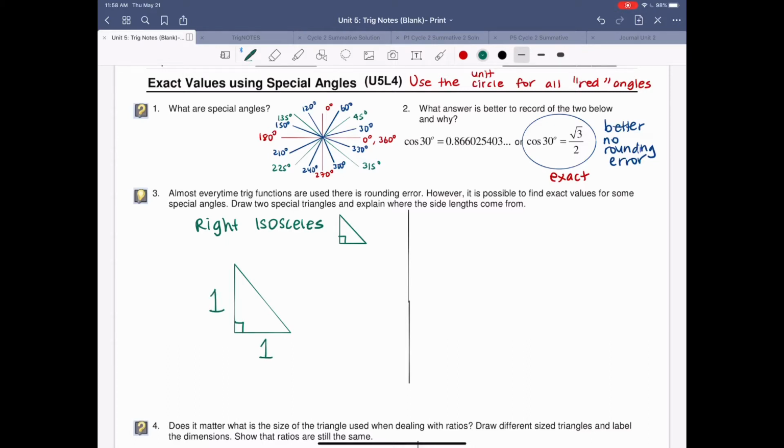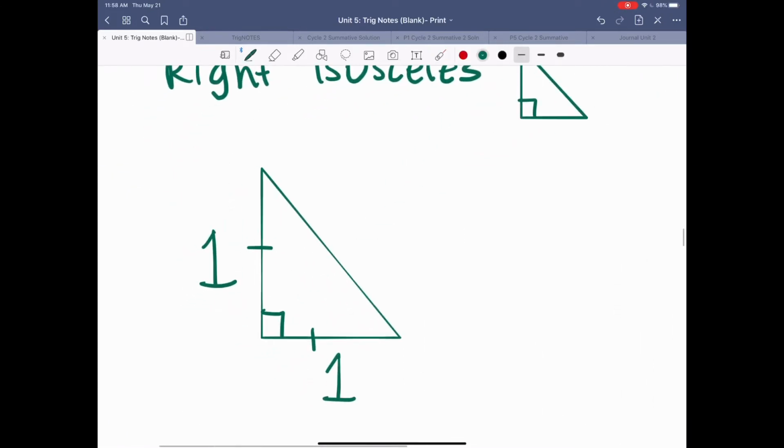Seems simple enough. So if this is a right isosceles triangle, which means two sides are equal, like so, that means that these two angles will also be equal. A triangle adds up to 180 degrees. So 180 degrees minus 90 degrees is 90. That means these two angles will need to share 45 degrees each.